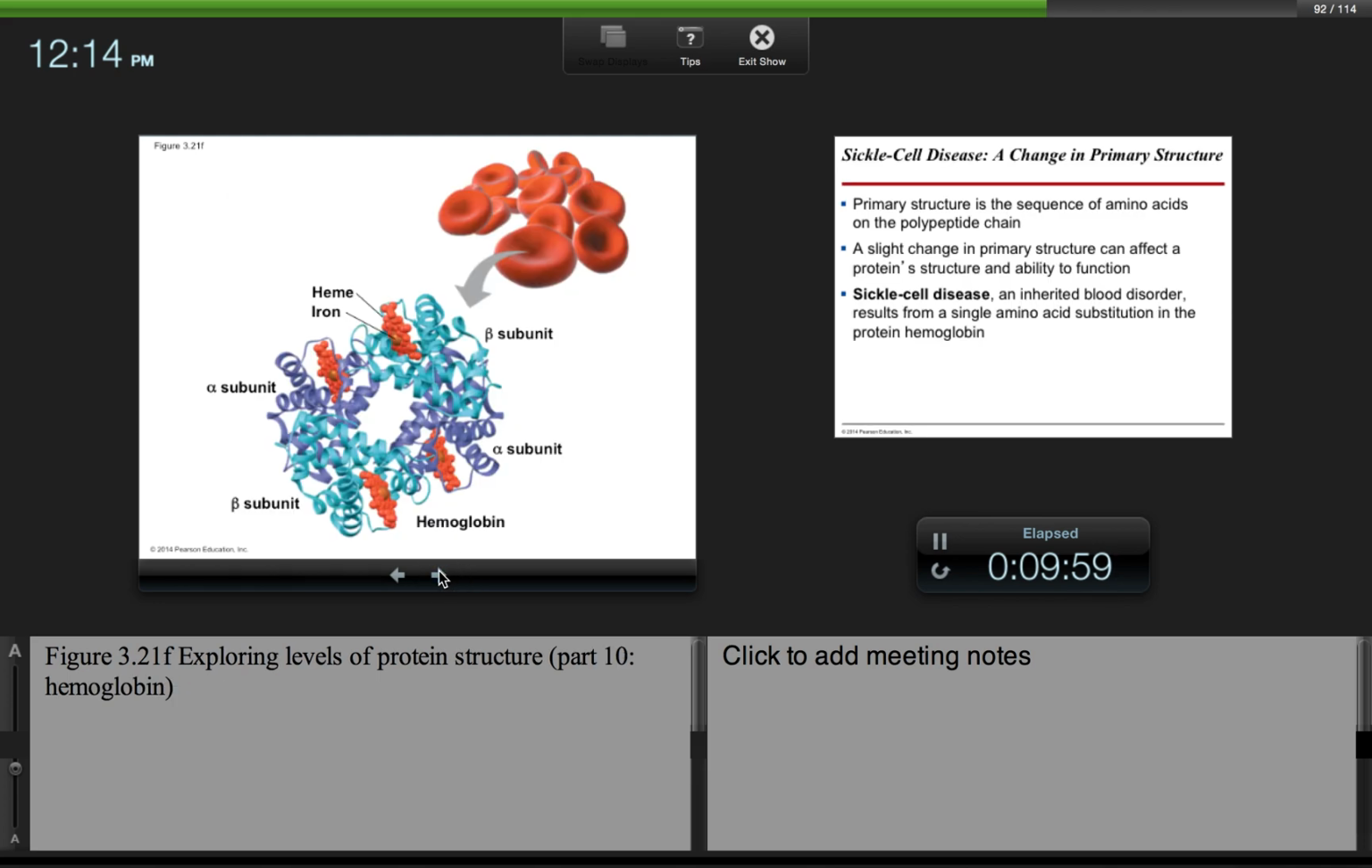And then here is hemoglobin, which exhibits a quaternary structure. It's hard to tell, but there are actually two separate polypeptides here that are interacting, an alpha subunit and a beta subunit.